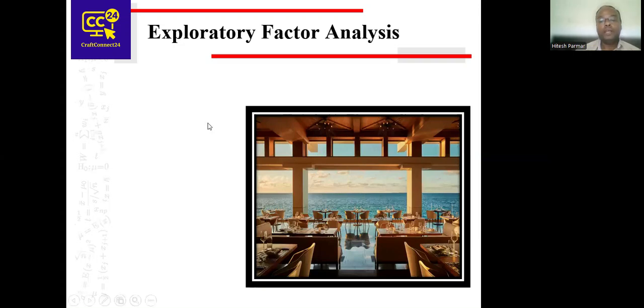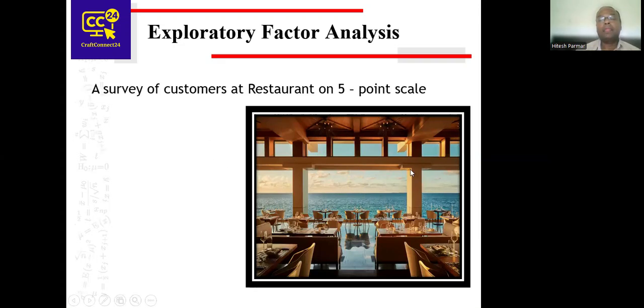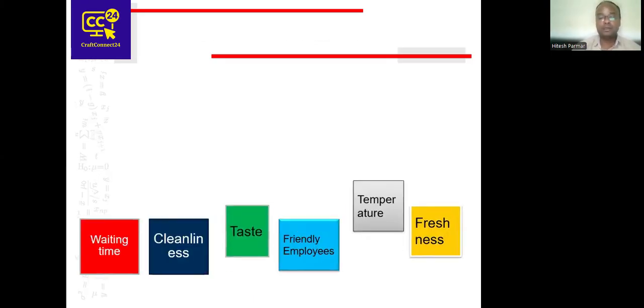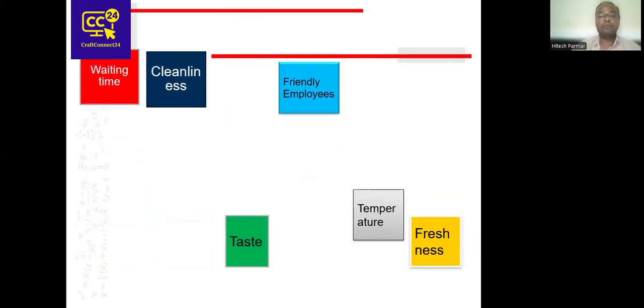Suppose you went to any restaurant and the restaurant people are considering a few variables for their survey purpose. These variables are measured on a 5-point scale. We have 6 variables: waiting time, cleanliness, taste, friendly employees, temperature, and freshness. These 6 variables are measured on a 5-point scale, and then they are taking your feedback. Once they receive the feedback, they try to analyze it.